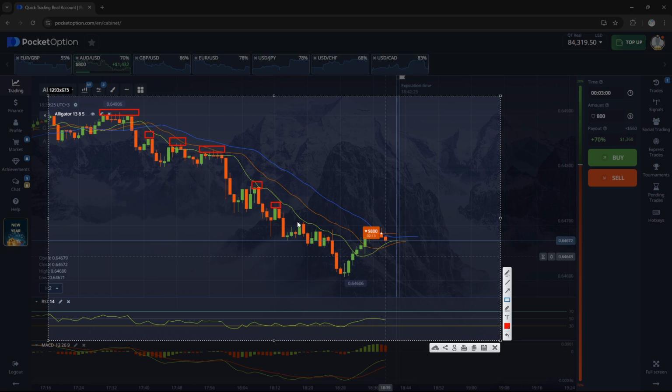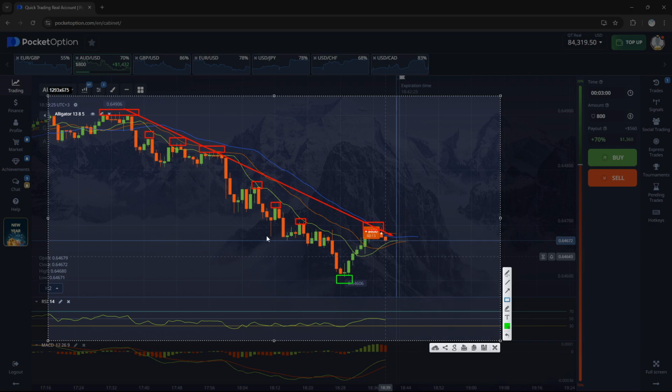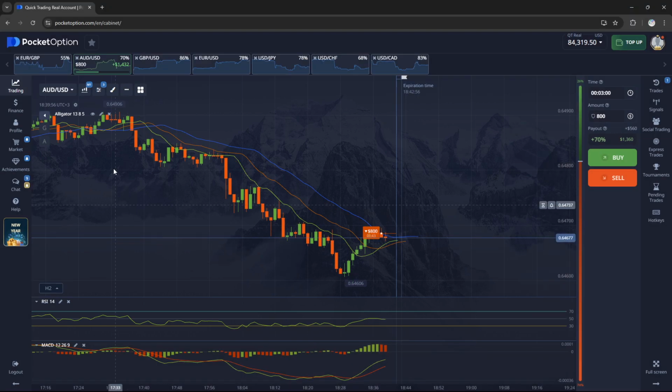Look at the moving averages from the alligator indicator. These lines are still fanned out and pointing downward, confirming that the sellers are dominating this market. Even though we're seeing a bit of a pullback right now, these pullbacks are completely normal within a strong trend. There are often opportunities to enter or re-enter the market.